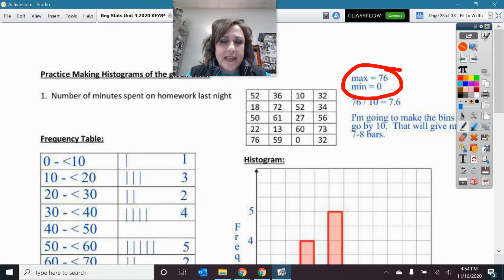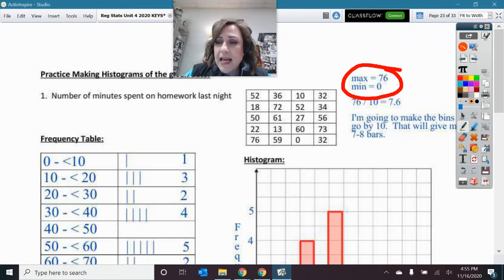And then I'm going to divide that into like 5 to 10 bins. So I got 76. I divided it by 10. That's 7.6. I'm thinking I need to make this easy. I guess I decided just go by tens. I think that'll be pretty easy.